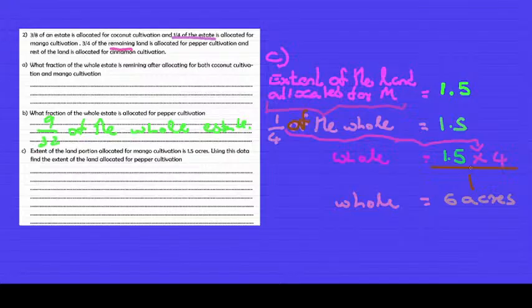So the question is, what is the land that has been allocated for pepper? So pepper, we know in question B we found out the extent of the land allocated for pepper is equal to 9 out of 32 of the whole estate.